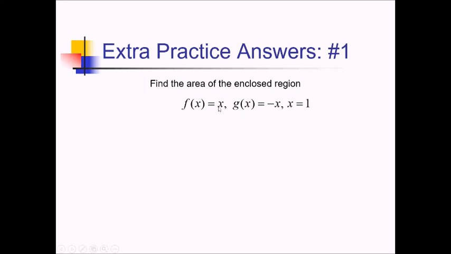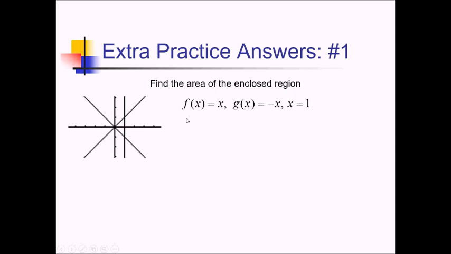So we have f of x equals x, which is just a line going through the origin with a slope of 1. We have g of x equals negative x, which is pretty much the same thing except with a slope of negative 1. And then we have the vertical line x equals 1. So we could graph all of these without a calculator. Calculator was allowed on this, but I'm pretty sure we can handle this one. So we're just trying to find this triangular area in here.